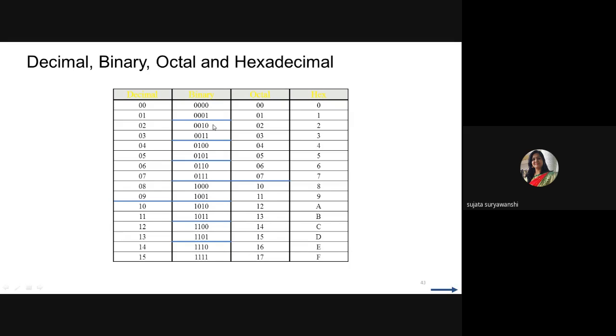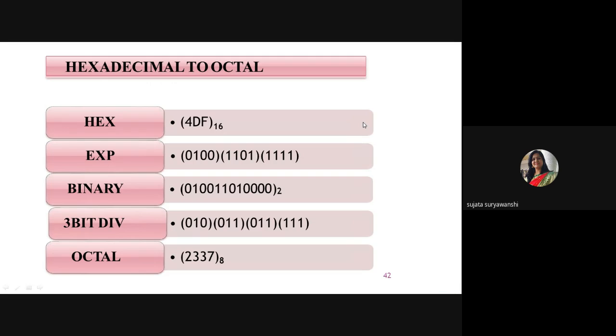Can you tell me the binary equivalent of 11? Yes. How to represent 11 in binary format? 1011. Yes. 1011. Very good. 8 plus 3 is equal to 11. Your first digit, the MSB bit, should be 1, and 3 means 0, 1, 1. So you can write 1011 for 11 in the binary format.